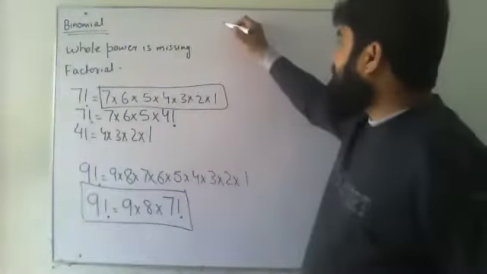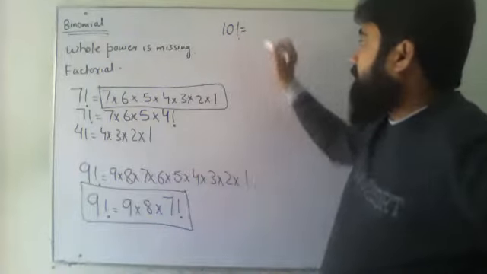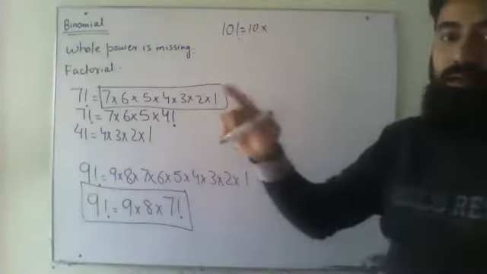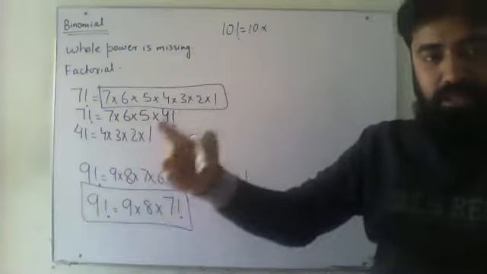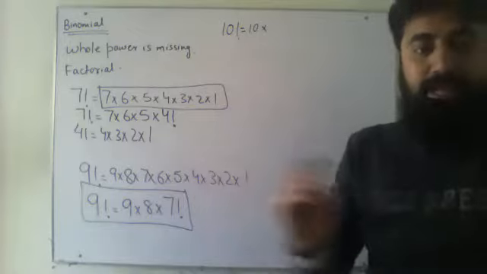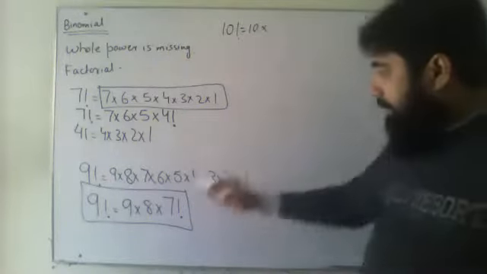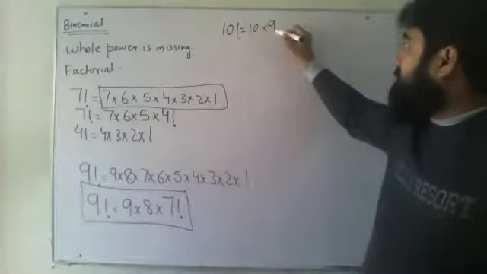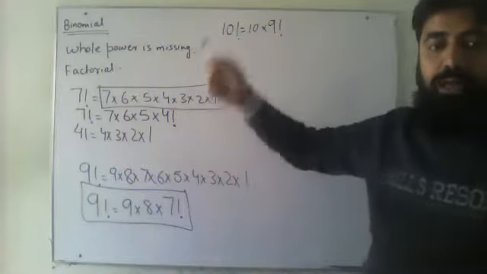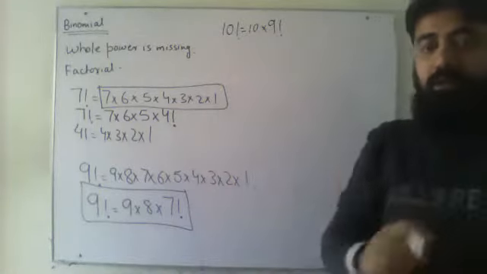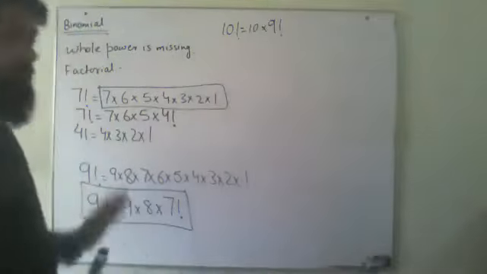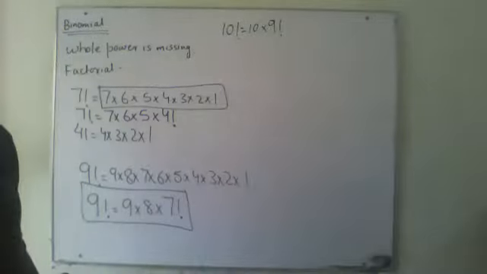Now, for instance, I have 10 factorial. 10 factorial means 10 into 9 into 8 into 7 into 6 into 5 till 1. But if I just want it with 10 multiplied, I can write 10 multiplied by 9 factorial, or 10 into 9 into 8 into 7 into 6 into 5 till 1. Things will be the same, there is no change. This is your first concept of factorial.